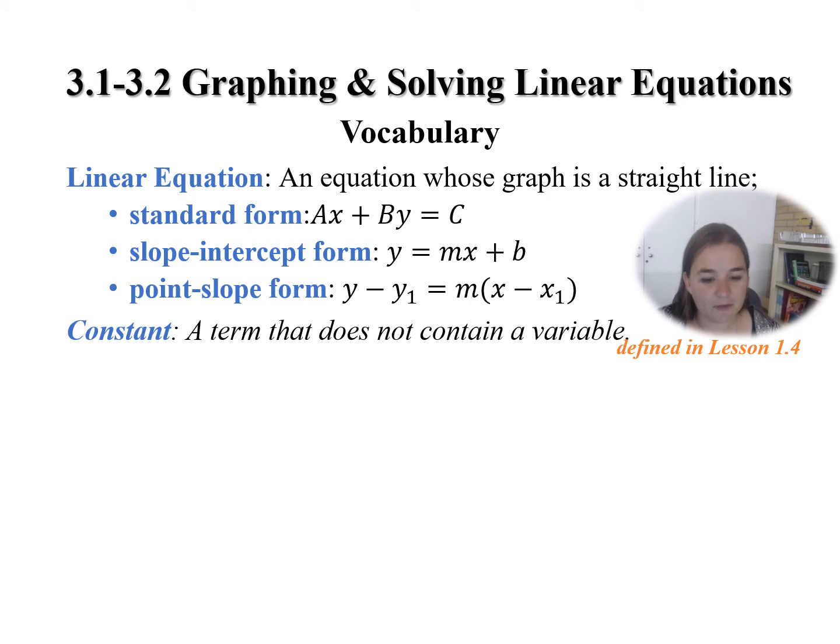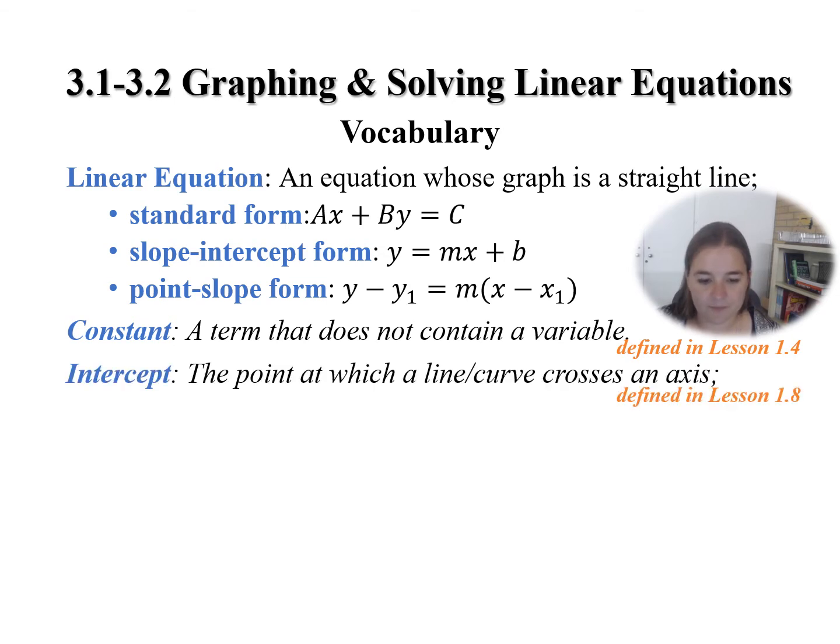Today we're also going to throw in some new terms, but we've got two review terms to talk about. A constant is a term that does not contain a variable. We talked about that in lesson 1.4. And these parts here, the a in front of the ax and the b in front of by and the c, those are my constants.